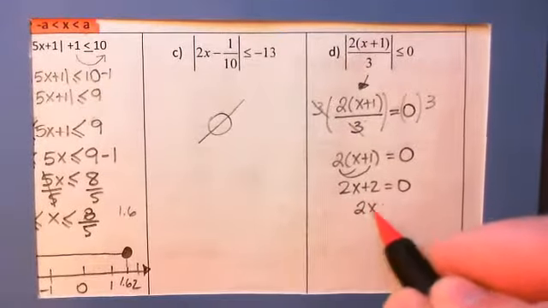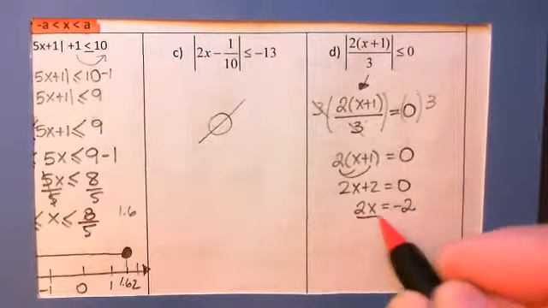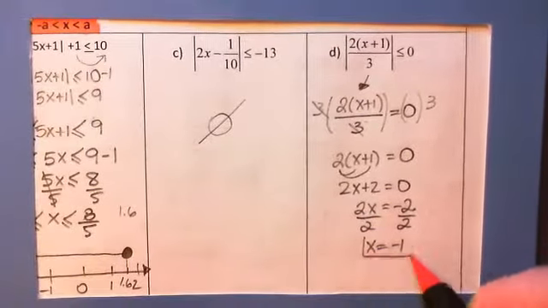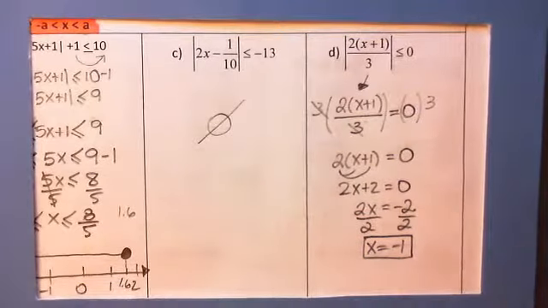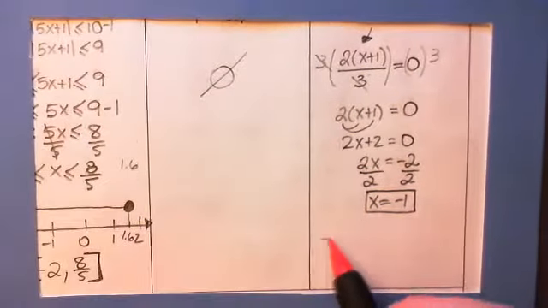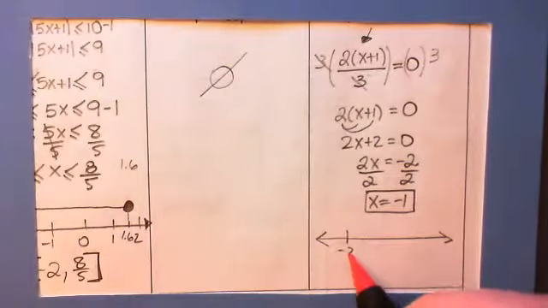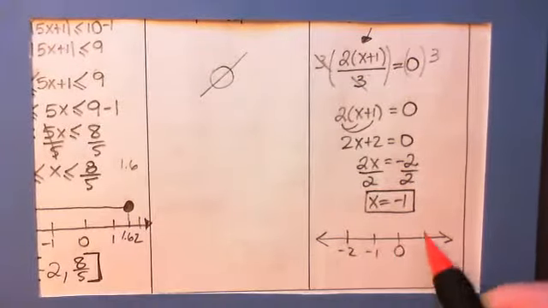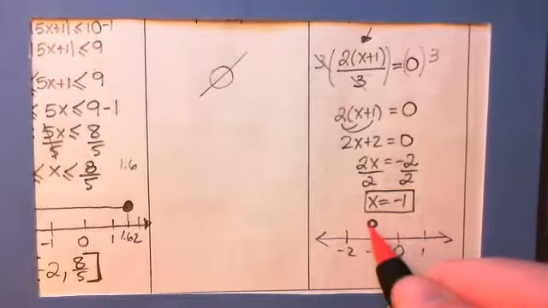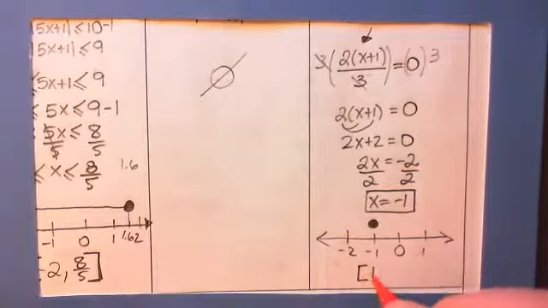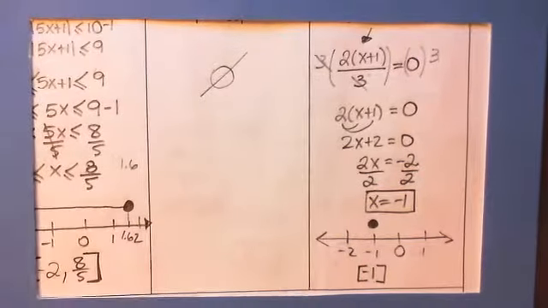Let's solve for x. So this would be negative 2. Let's divide it by 2. x equals negative 1. If we were to graph this, basically, you're going to have negative 2, negative 1, 0, and 1. Your answer is just going to be a plain point. If you write it in interval notation, this would be negative 1, like that.